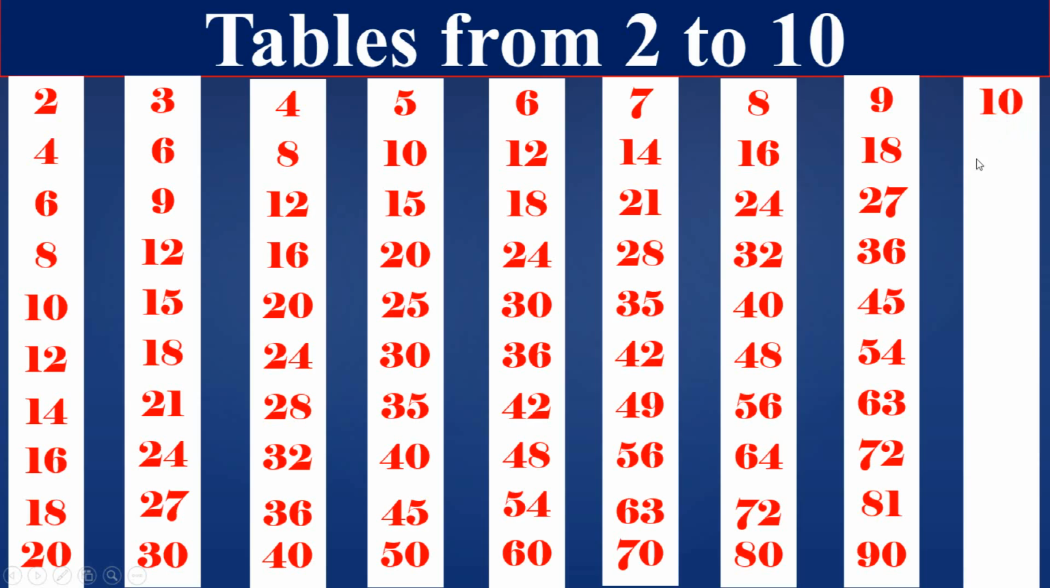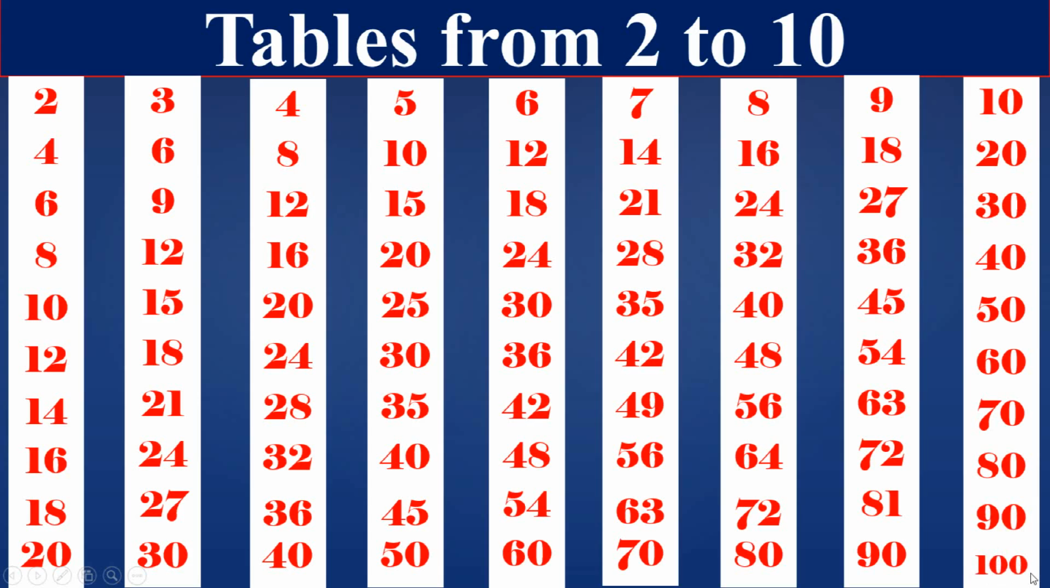10 times 1 is 10. 10 times 2s are 20. 10 times 3s are 30. 10 times 4s are 40. 10 times 5s are 50. 10 times 6 are 60. 10 times 7s are 70. 10 times 8s are 80. 10 times 9s are 90. 10 times 10s are 100.